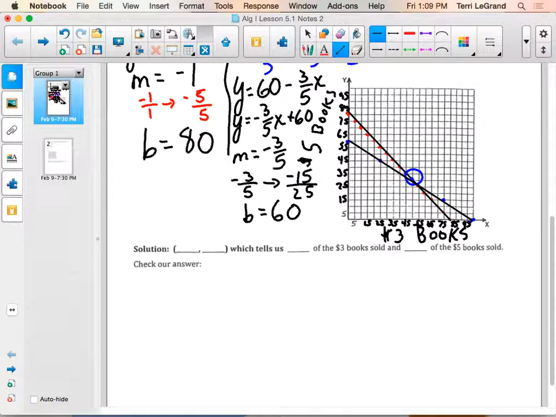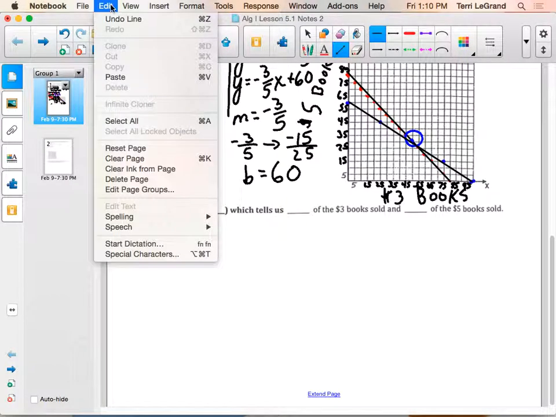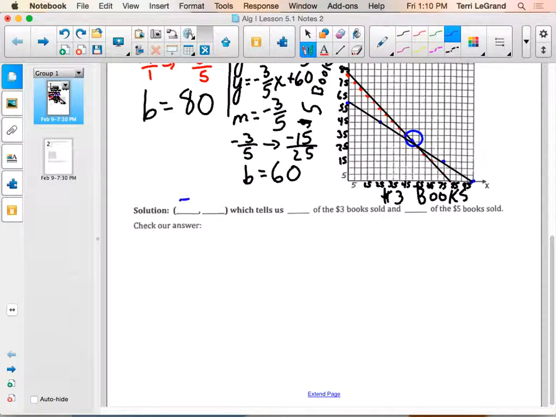I found a point of intersection on mine. How about you? Okay, so what is that ordered pair where they are intersecting? 50, 30. Okay. So your lines, if you graph them correctly, should intersect at the ordered pair (50, 30).